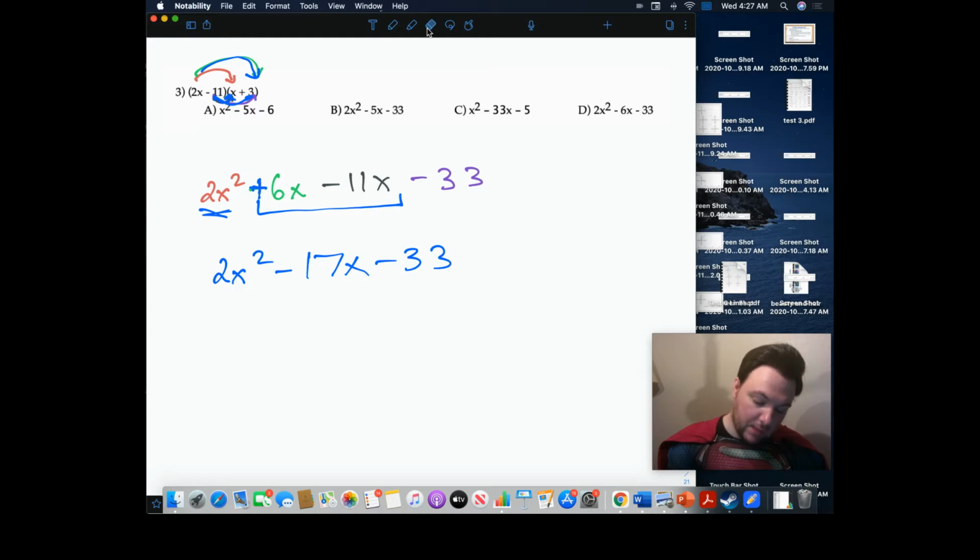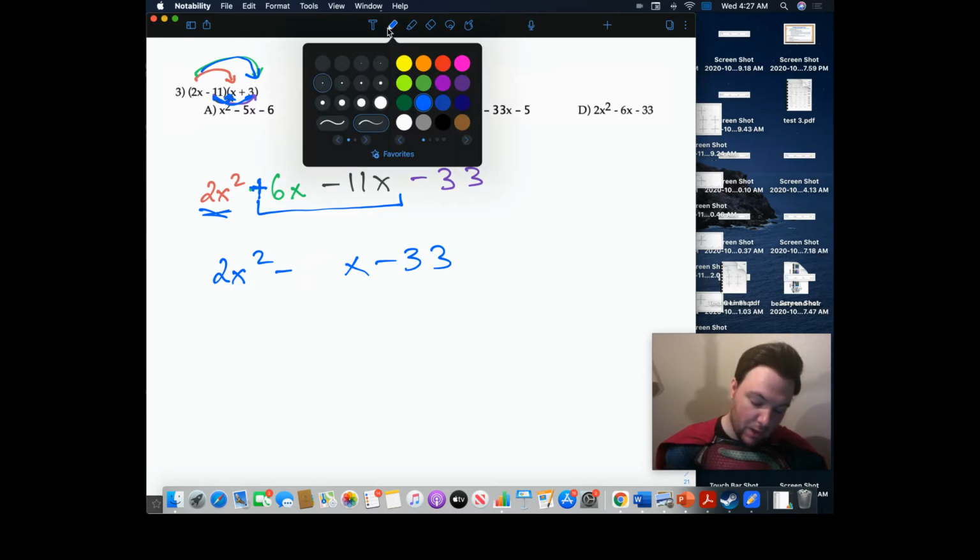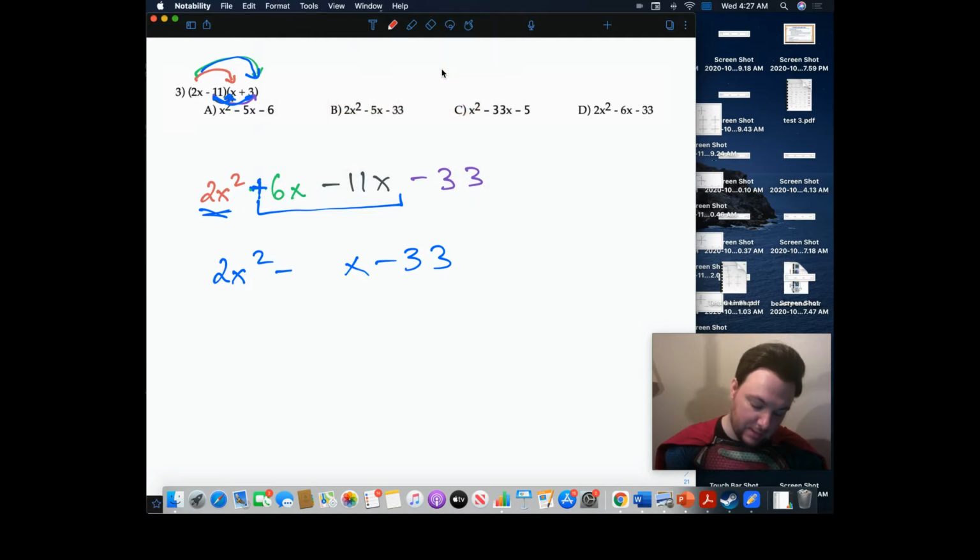So you have to make sure that when you're working through this, that you don't make silly mistakes. Watch your sign. It's very easy to make silly mistakes. It's actually negative 5x. 6 minus 11 is negative 5. Watch your signs. Okay? And so this is going to be my answer. All right. Let's keep going.